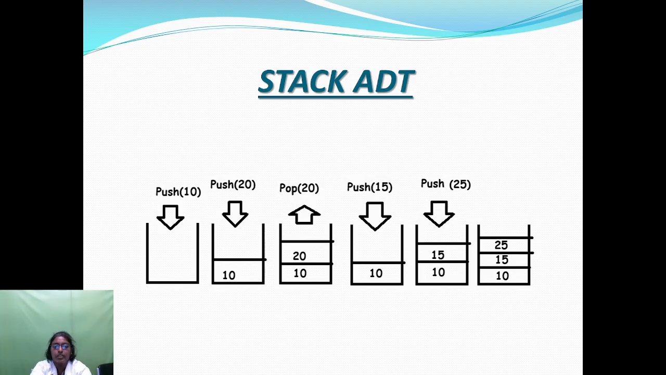There is a diagram about that. We push 10 and push 20, then pop 20, then push 15 and push 25. Push and pop happen one by one in this diagram. First the push operation happens, then 20 is inserted, then 20 is popped, that is deleted, then 15 is inserted and 25 is inserted. So the result is 10, 15 and 25.